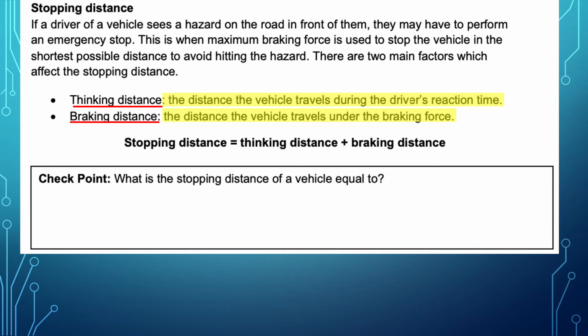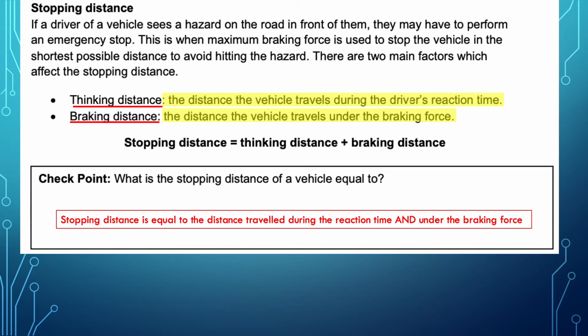So in essence, everything all together, it's in bold there underneath. I didn't highlight it, but you should. Stopping distance equals thinking distance plus braking distance, which makes sense because if you're thinking about all the factors that go into how fast you can stop a car, you do have to take into account how long it takes for you to react to the hazard, and then how far the car actually travels. So, what is the stopping distance of a vehicle equal to? Simply put, it's equal to the distance traveled during the reaction time and the distance under the braking force.